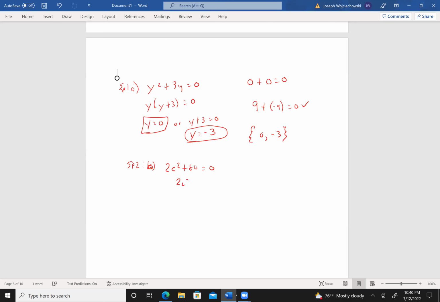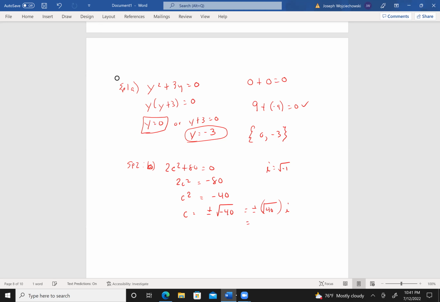So this is 2c squared equals -80. Divided by 2, I get c squared equals -40. So c equals plus or minus the square root of -40. Now, for this chapter and this chapter only, we will use imaginary numbers. In this case, this is plus or minus the square root of 40 times i, because if you don't remember, i is equal to the square root of -1.